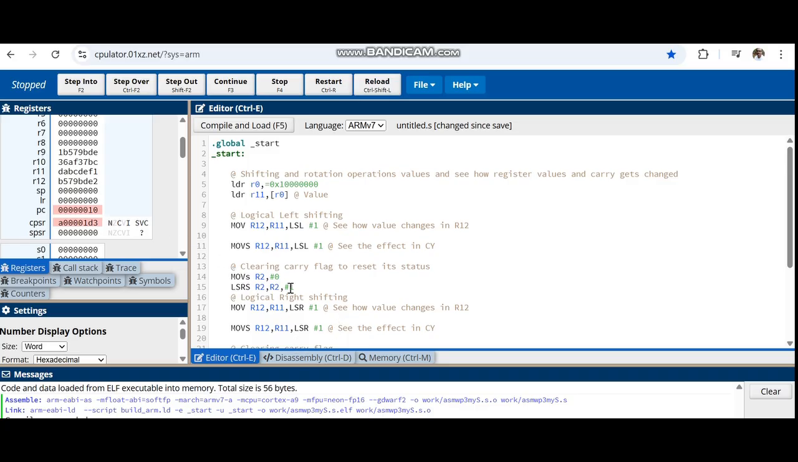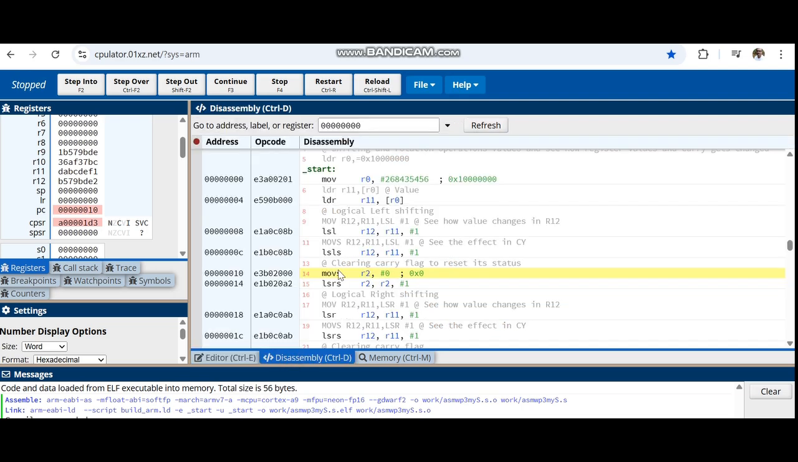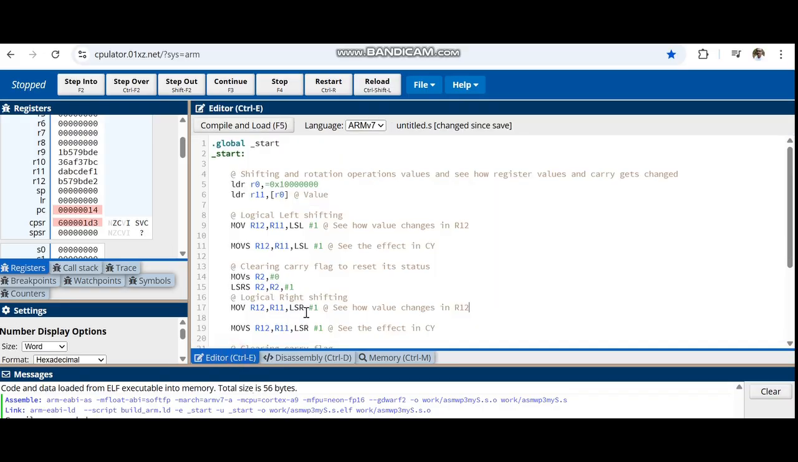Now let us see what happens when we do MOVS R2, #0. So this corresponds to R2 becoming 0, and then we have said that the flags also need to be affected. So in the disassembly window, that is what is going to happen. So the zero flag gets affected. I wrongly gave here "clearing carry flag". It is not that. We are setting the zero flag, showing that.